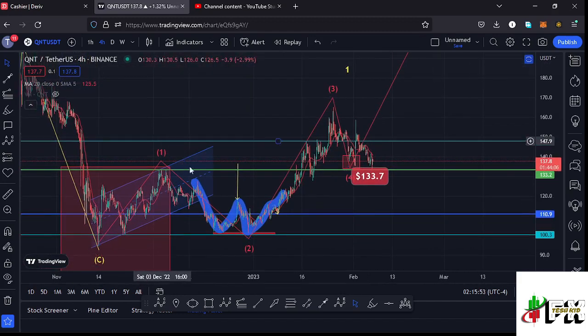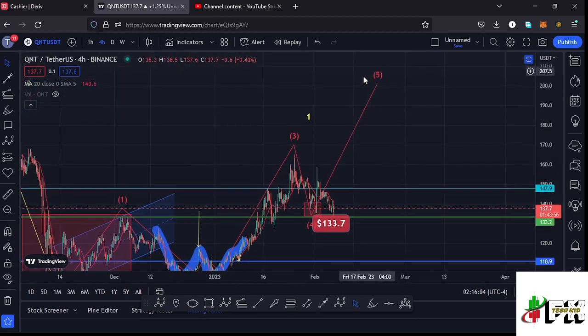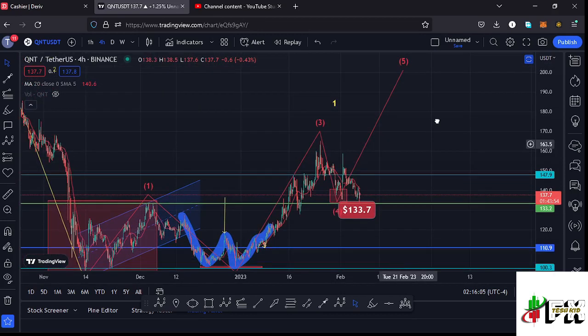Then we have retested in the formation of that wave 2, we have also peaked in the formation of this wave 3, and I believe we have also seen the low for this 4th wave to the lower side, and soon I'm expecting a bounce to the upside in the formation of this wave 5.